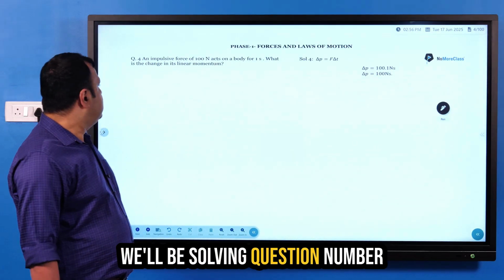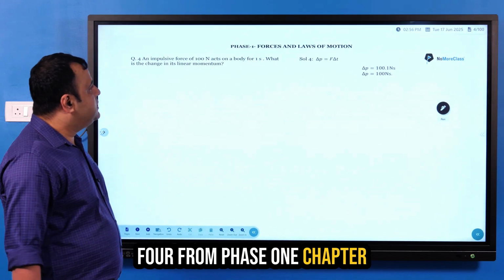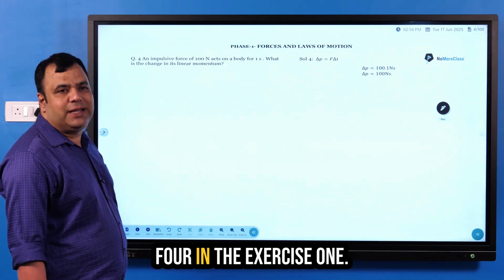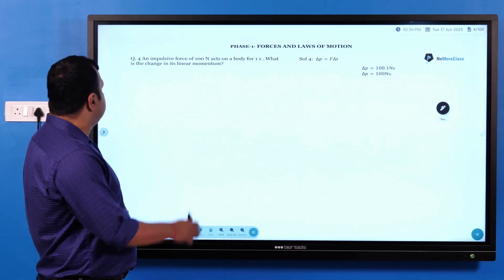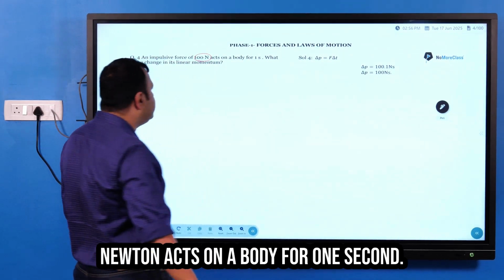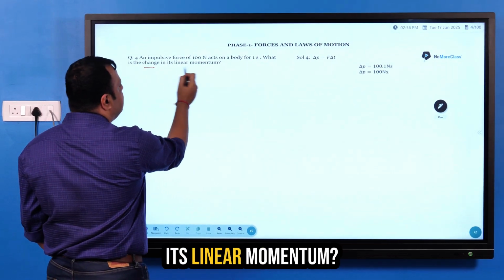Hello. We'll be solving question number 4 from phase 1, chapter Forces and the Laws of Motion. This is question number 4 in the exercise 1. So let's read it. An impulsive force of 100 Newton acts on a body for 1 second. And what is the change in its linear momentum?